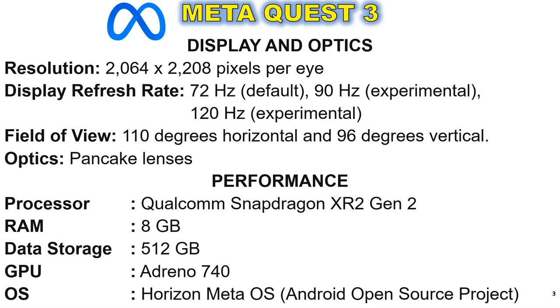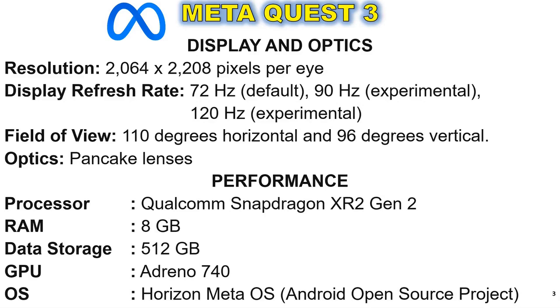The specifications of the Meta Quest 3 are the following. The display resolution is 2064 by 2208 pixels per eye. The default display refresh rate is 72 Hz. However, you can use software applications such as the Meta Quest Link or Side Quest to set a higher display refresh rate of 90 Hz up to 120 Hz.